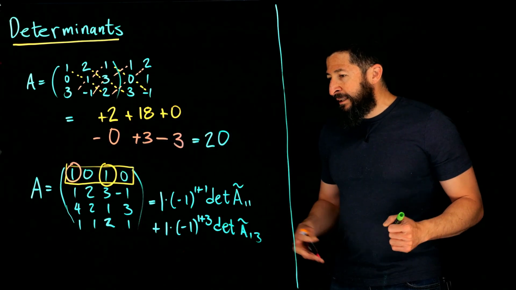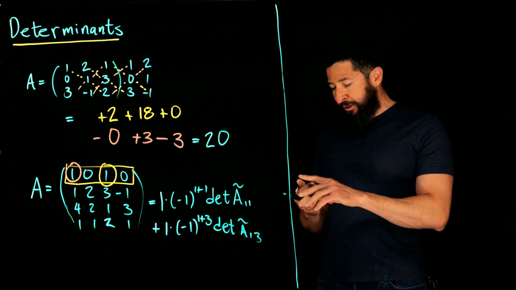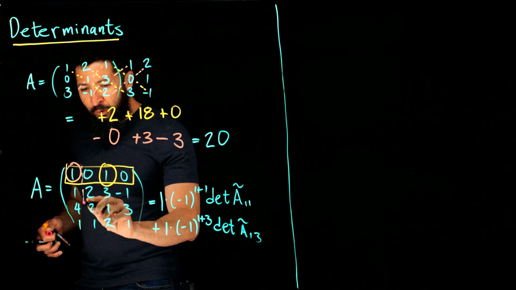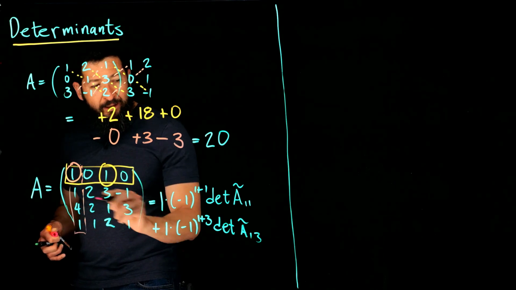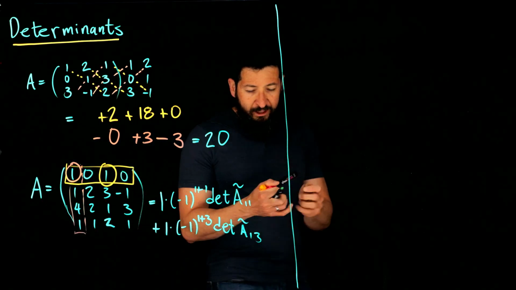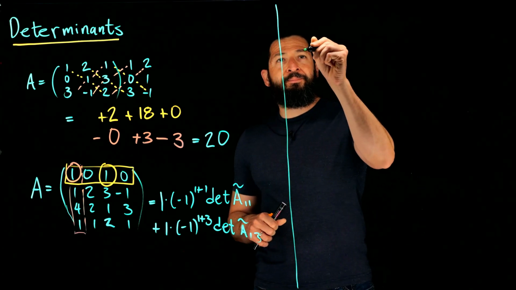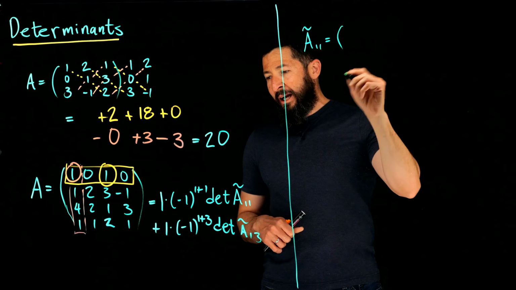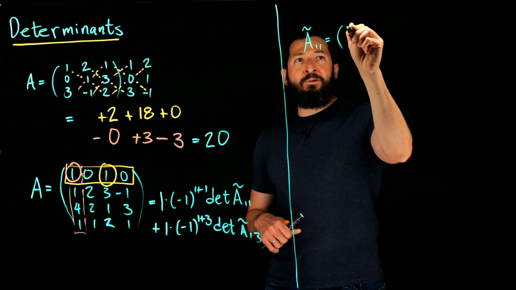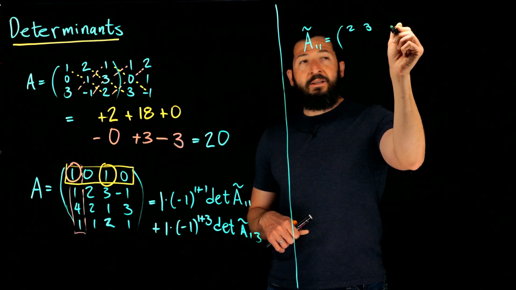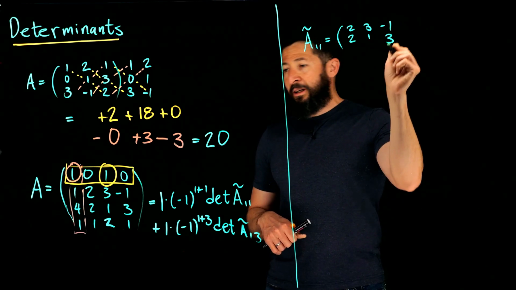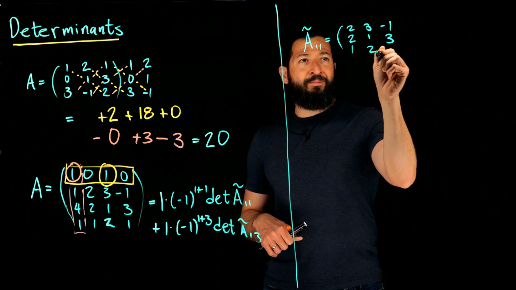Alright, so what I need then is the determinant of the matrices that I obtained by eliminating the first row and first column. That's going to be my A1,1 tilde. So A1,1 tilde is the matrix where I have the entries 2, 3, negative 1, 2, 1, 3. I told you I don't know many numbers. 1, 2, 1.